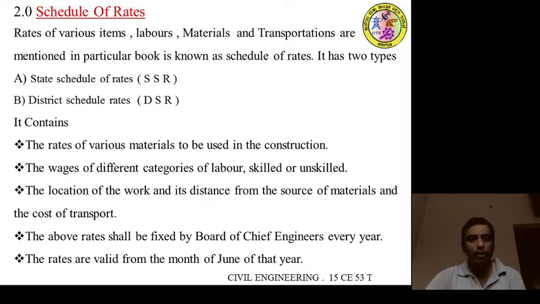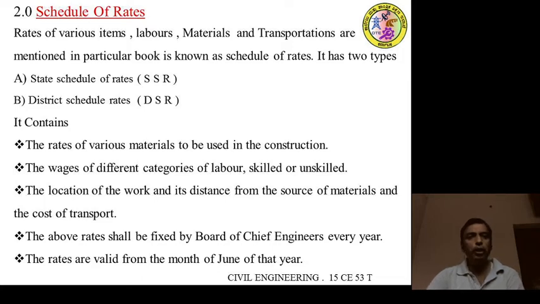Next, the rates are valid from the month of June of that year. That means the starting rate will change from June of the year and it will continue to May at the end of the year. Again, the next year the rate will be changed. That rate can be fixed by the chief engineer of the district or state in different departments.